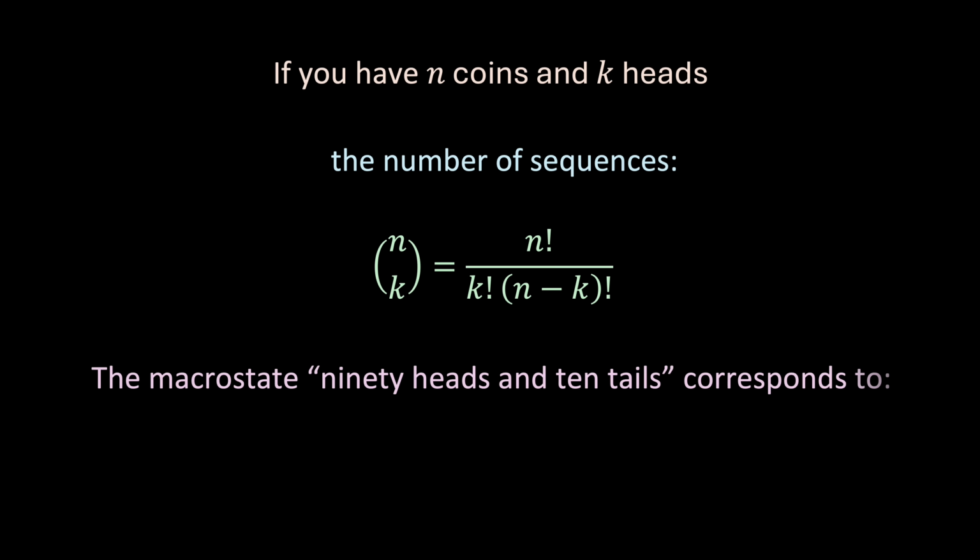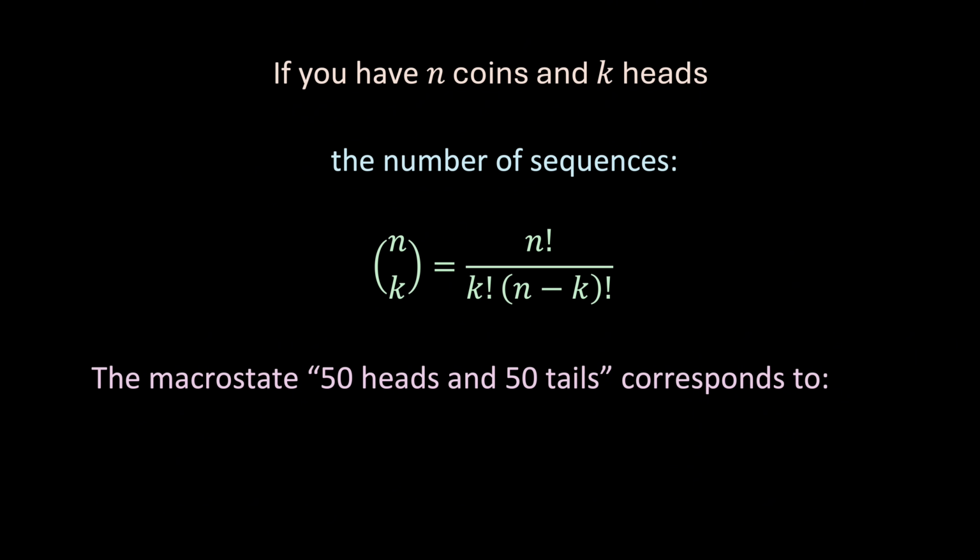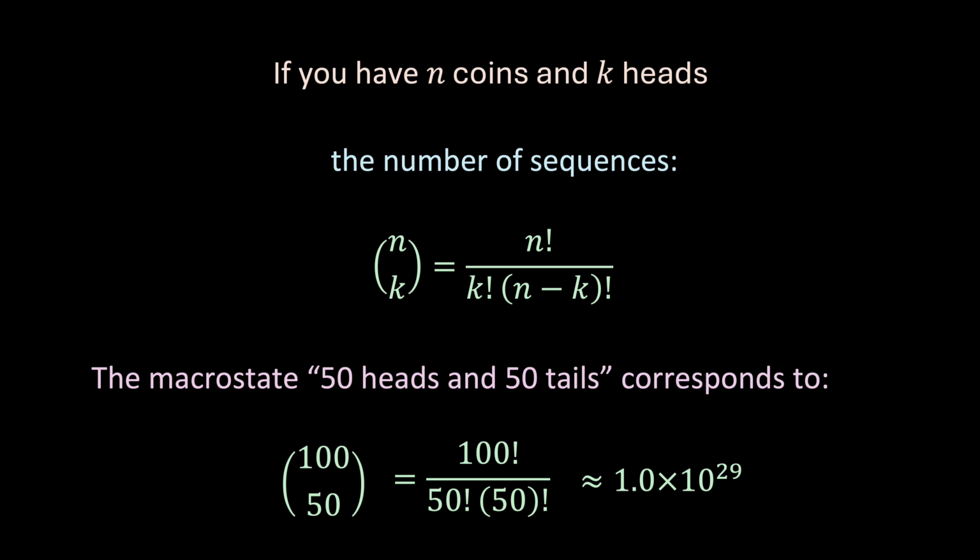So for example, the macrostate 90 heads and 10 tails corresponds to 100 choose 10 microstates, which is equal to 100 factorial divided by 10 factorial times 90 factorial, and this is approximately equal to 1.7 times 10 to the 13 different microstates. Whereas the macrostate 50 heads and 50 tails corresponds to 100 choose 50 microstates, which is equal to 100 factorial divided by 50 factorial times 50 factorial, and this is approximately 1 times 10 to the 29 microstates, a truly staggering number. That's a 1 with 29 zeros worth of sequences.